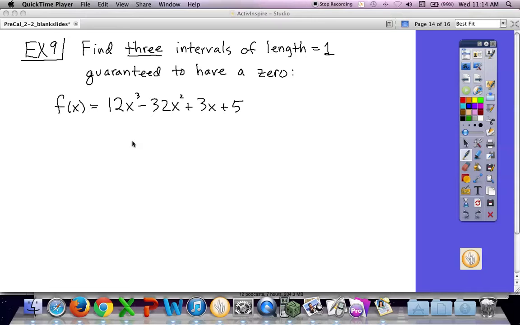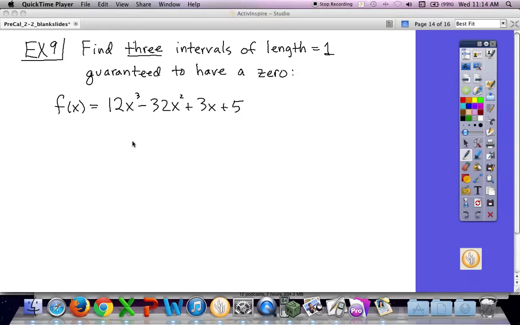Right? It says find 3 intervals. Remember, intervals of x of length 1 that are guaranteed to have a 0. So we have a cubic polynomial. How many zeros could it have? It could have at most 3. They've already told us to find 3, right?